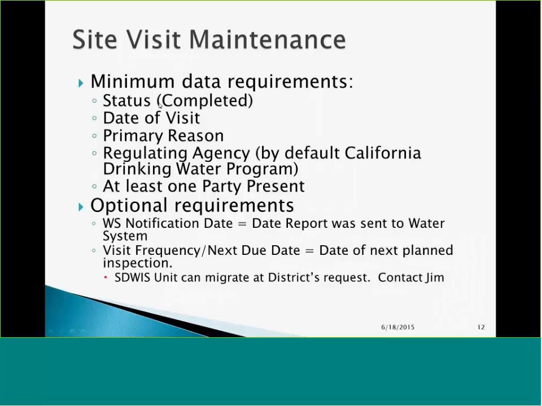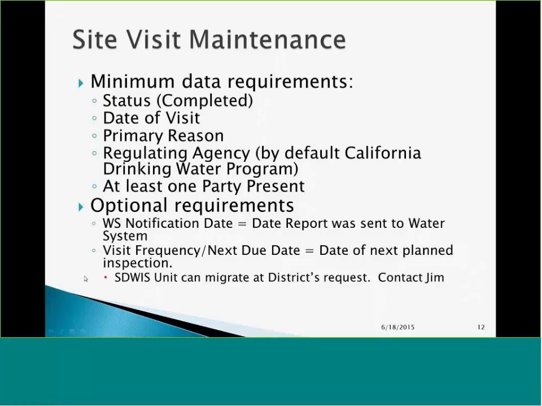So this is just the minimum data requirements for a sanitary survey. So status would be the date completed, date of visit is needed, primary reason, regulating agency. Right now, by default, we're selecting California Drinking Water Program. I'm not sure if it's going to be different for LPAs, but I will get clarification on that. So right now, I know that Jim's directed everyone to use the California Drinking Water Program. We also need to make sure that we select at least one party present.